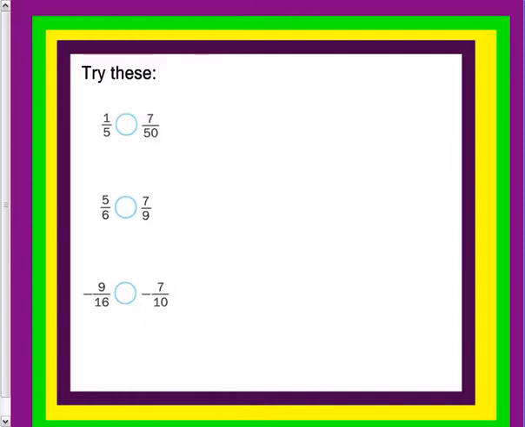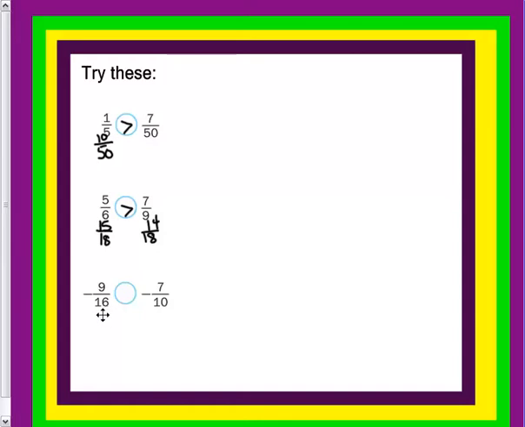All right, try these on your own. I'm going to be back in a second to show you the answers. Okay, so make sure you pause. All right, 1/5 would be like 10/50ths. Okay, so of course I would rather have that one. All right, 18 is the common denominator for both of these. So 14/18 and 15/18. So I would rather have 15.